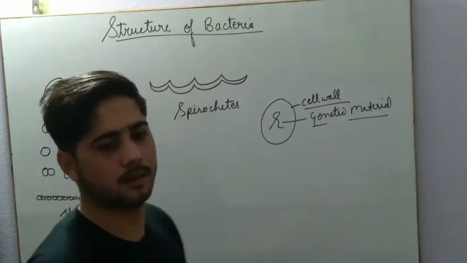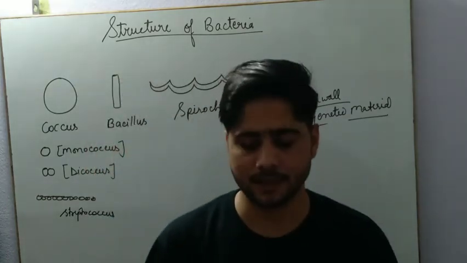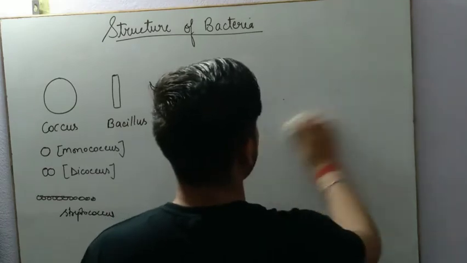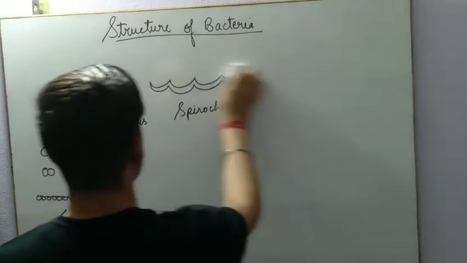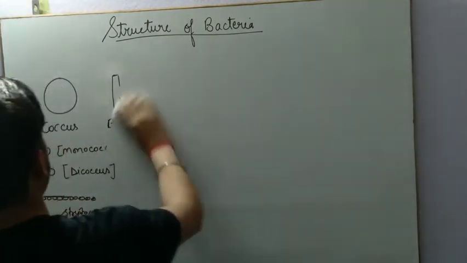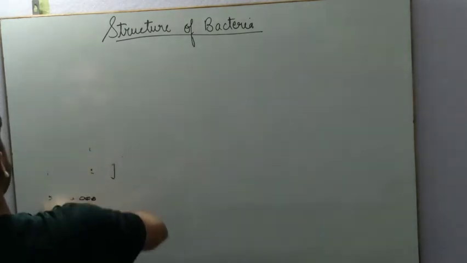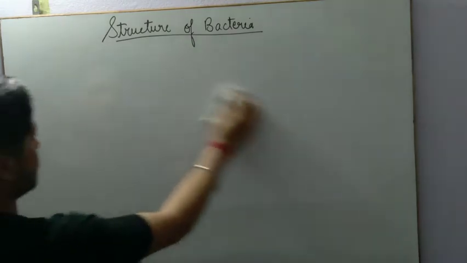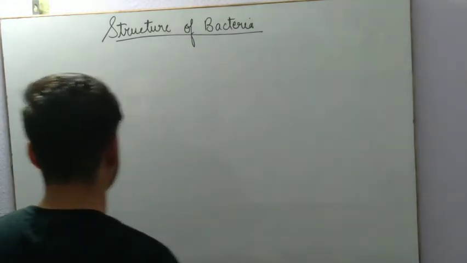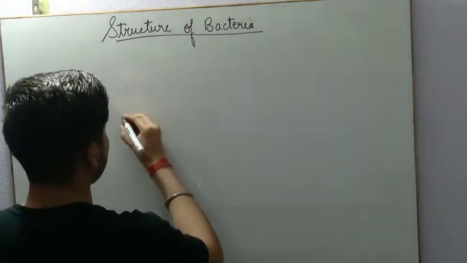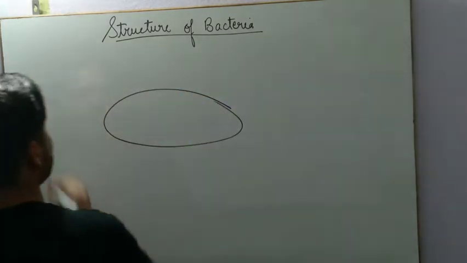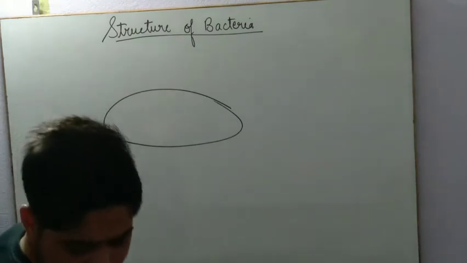Now friends, today we will discuss the structure of bacteria. We will understand in which regions antibiotics act to kill the bacteria, and how they stop the growth of bacteria. So today we will discuss this. We know this is the structure of a bacterial cell.